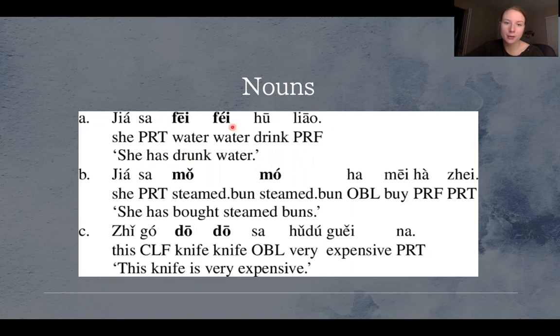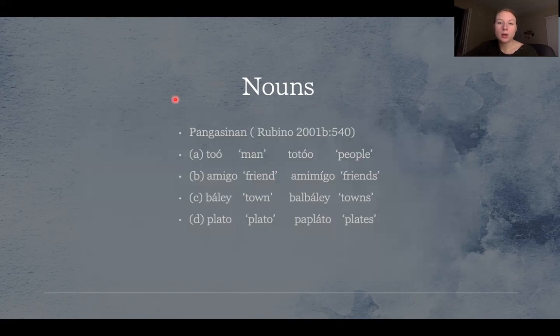There's no clear pattern or reason why this is here. And then again, we have momo, and it's just a steamed bun. And then we have knife, knife, but it's a single knife. This knife is very expensive. So the reduplication has no semantic effect whatsoever, but is a purely formal requirement that is seen in this traditional Chinese in northwest China. And then we move on to a more common occurrence in nouns.